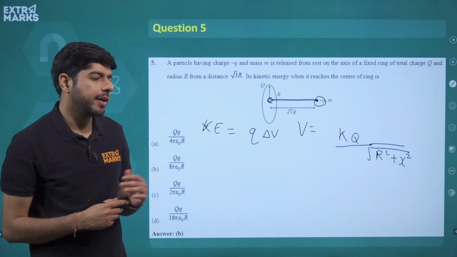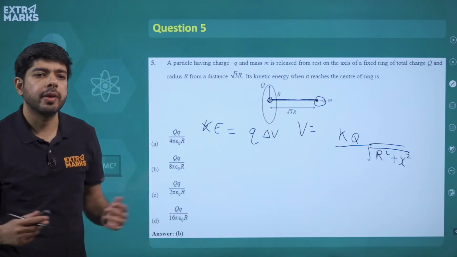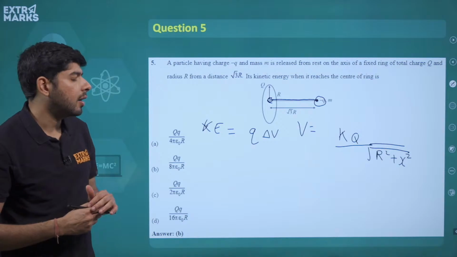So just put the values and get the answer. Initially x will be root 3 r, and in the second case it will be 0. So just the difference, that is going to be your kinetic energy.